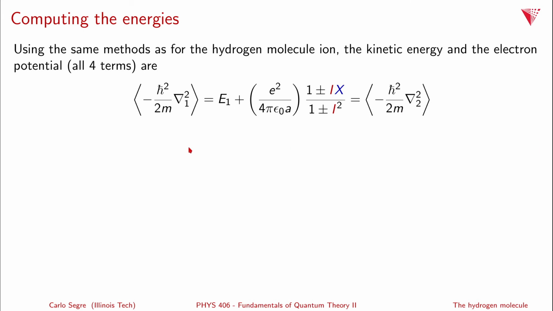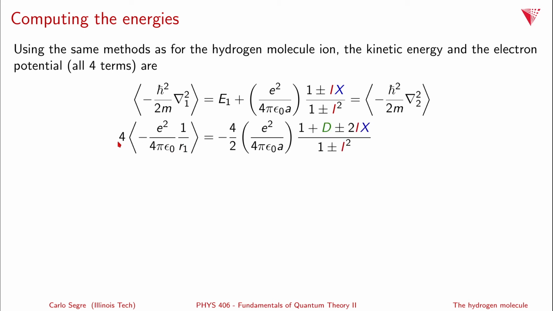Then we have the electron potentials compared to one or the other proton, right? The 1 over R1, 1 over R1 prime, and so on. Those all give you the same integrals. So all we need to do is one of those, and that's given by 4 times, because there were 4 of them, minus e squared over 4 pi epsilon naught times the expectation value of 1 over R1. This could be 1 over R1 prime, 1 over R2, or 1 over R2 prime. Doesn't matter. We get the same value.